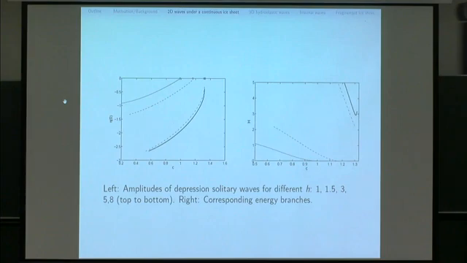These are different branches of depression solitary waves for changing depth. This is deep water, and this is very shallow. If you remember, the NLS predicts for shallow water small amplitude solitary waves, and indeed they start to bifurcate from 0 amplitude, as opposed to this case where they start to bifurcate from a finite amplitude. And this minimum of the energy branch disappears.